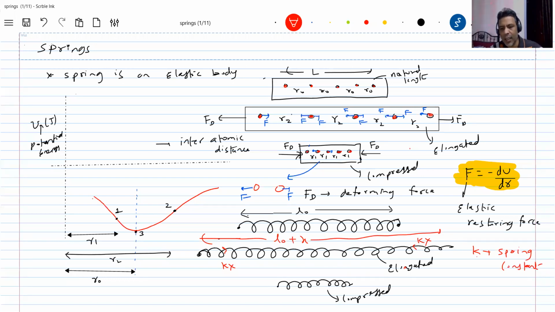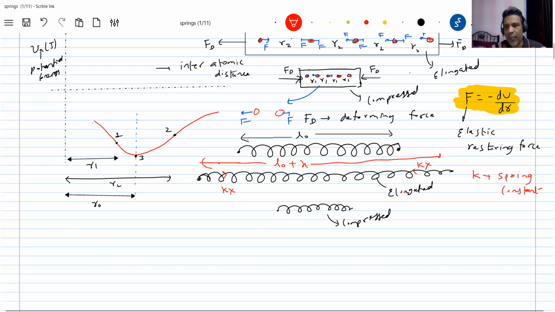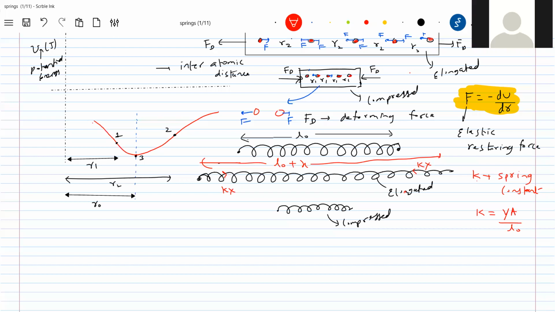It's called a spring constant. What does it depend on? The spring constant of a spring depends upon Young's modulus, the area of cross section of the wire, and the natural length L naught. So what is Y? Y is called Young's modulus or elastic constant. For now, better you call it the elastic constant. Different materials will have different elastic constants.